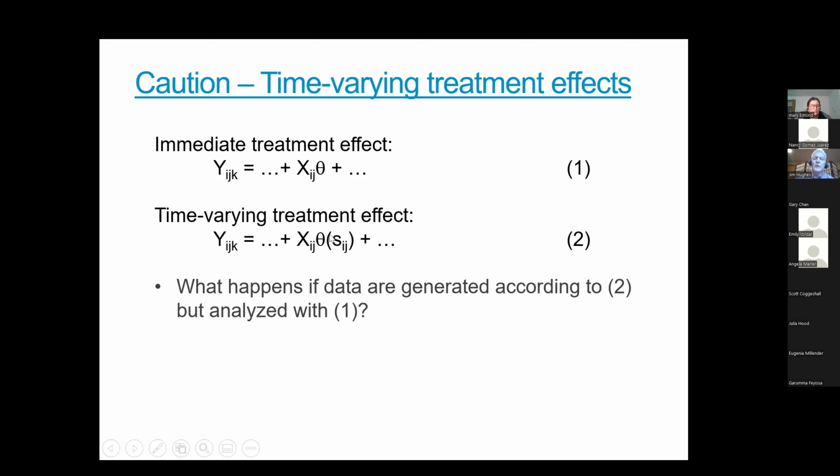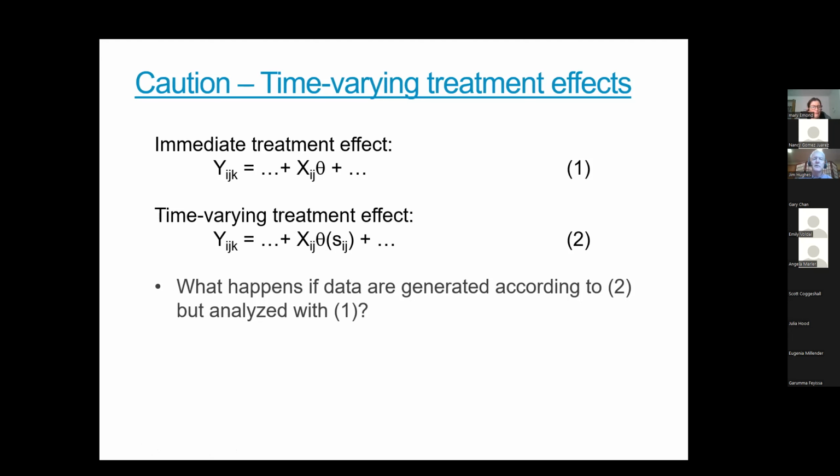And so then this model would allow the treatment effect to vary depending on how long it's been since the intervention was introduced. That's the key idea here. So we asked the question, what happens if the true data generating process is this time varying treatment effect, but we naively analyze it using the standard stepped wedge approach, the immediate treatment effect approach.